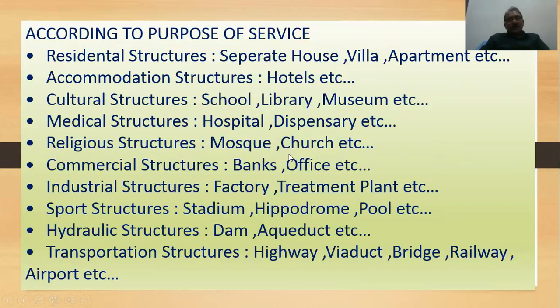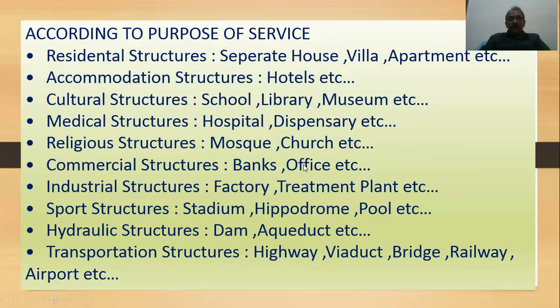Religious structures, all of you know: temples, different types of temples, mosques, churches. These are religious structures. Commercial structures. What are the commercial structures? Banks, offices, commercial buildings, multiplex. These all come under commercial structures. Industrial structures: factory, industry, treatment plant. These all come under industrial structures.